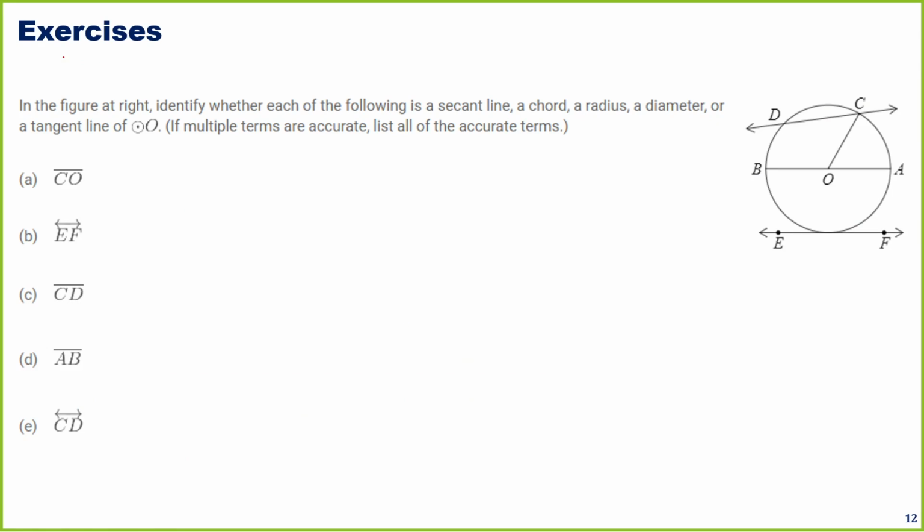Okay, let's do a quick exercise. In the figure at right, identify whether each of the following is a secant line, a chord, a radius, or a diameter, or a tangent line of circle O. Okay, I'll give you 1 minute to think about this question.